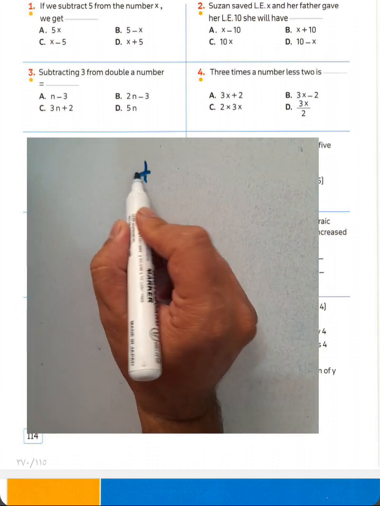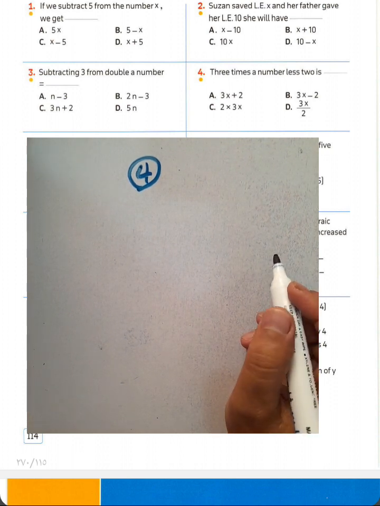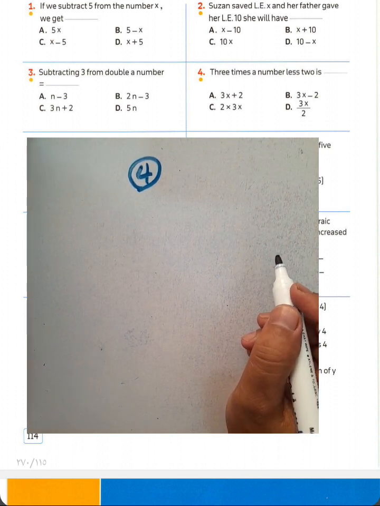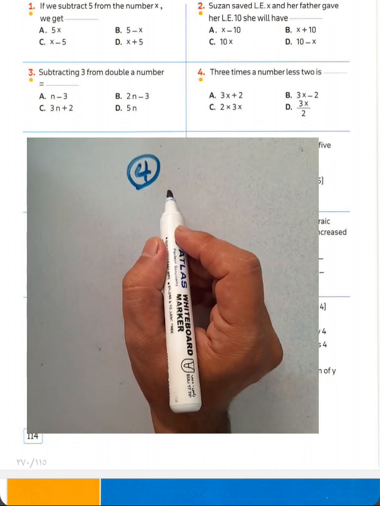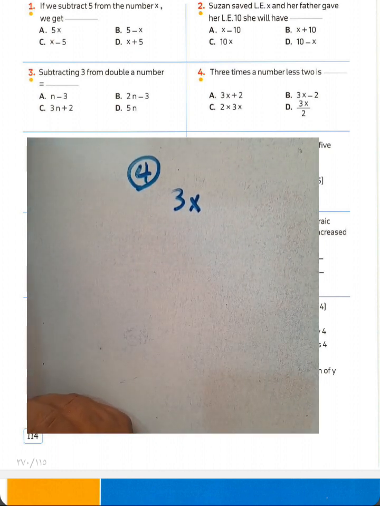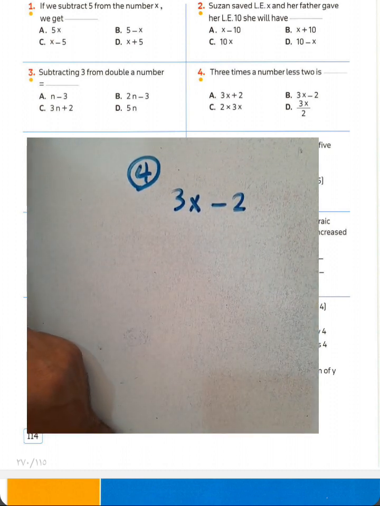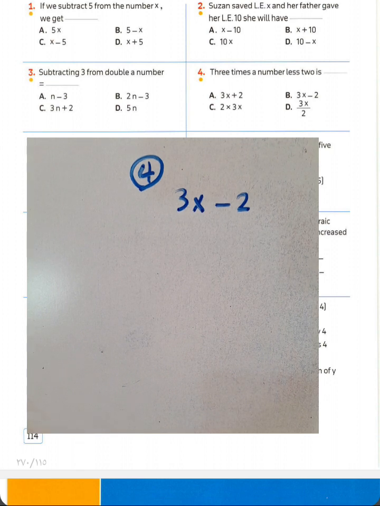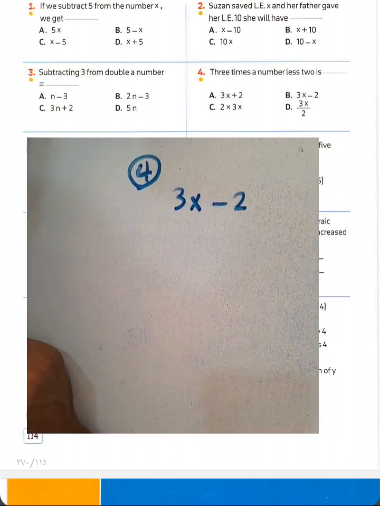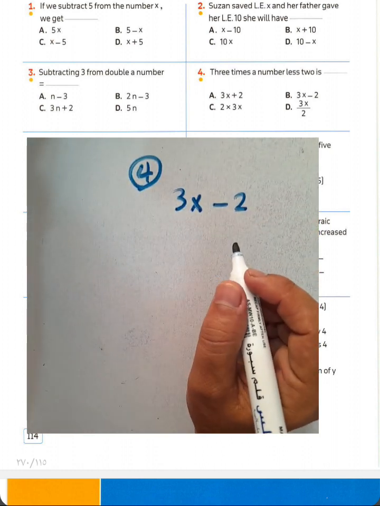Question number 4. 3 times a number less than 2. Question number 4. 3 times a number, it means what? Unknown here x. Then you can write 3x. 3 times the number less than 2, then 2 is the greatest. You can write what? About question number 4. 3x subtract 2. 3 times the number less 2. Less 2 only. Then you can write 3x minus 2.